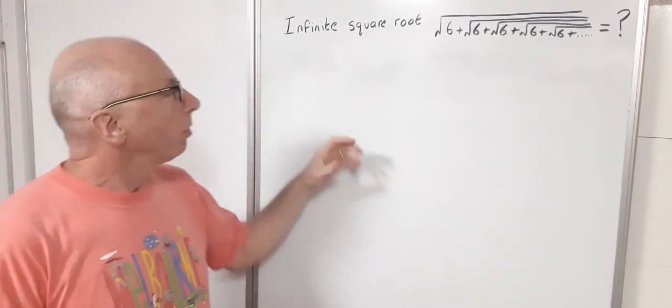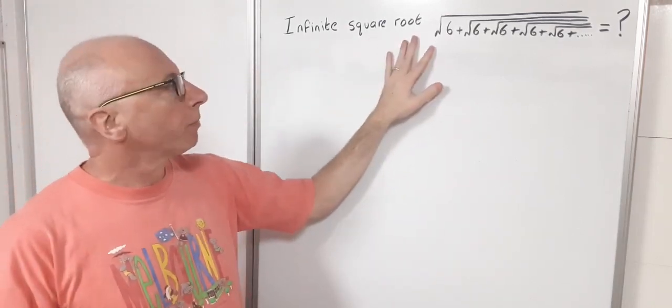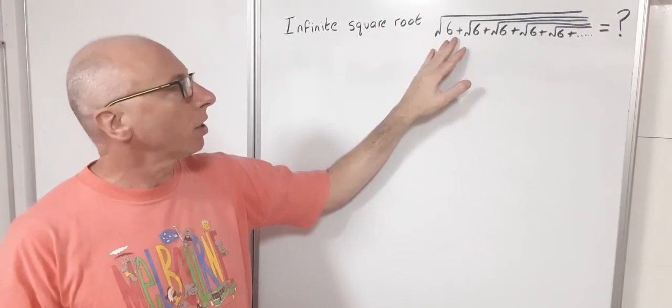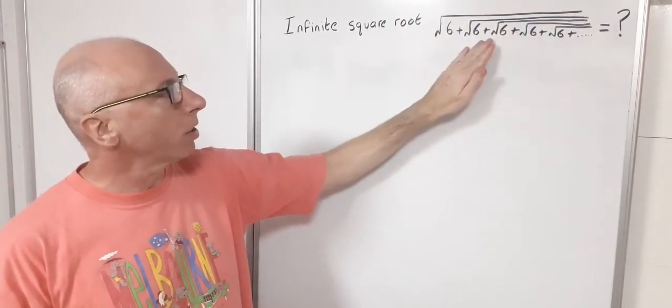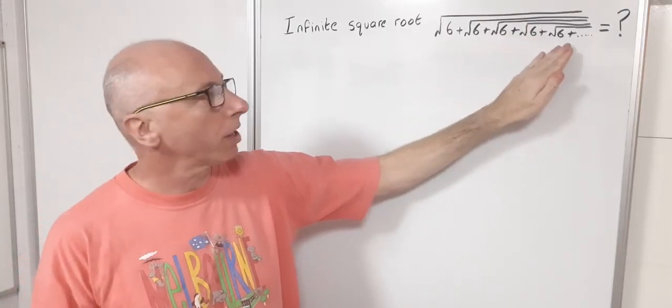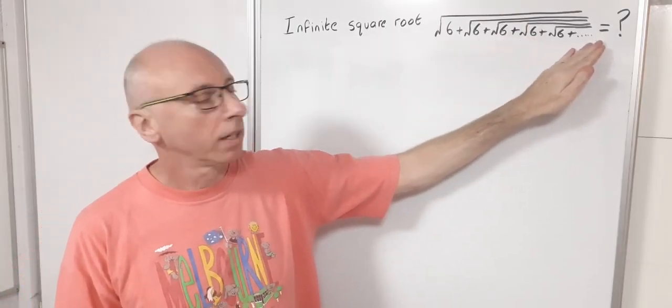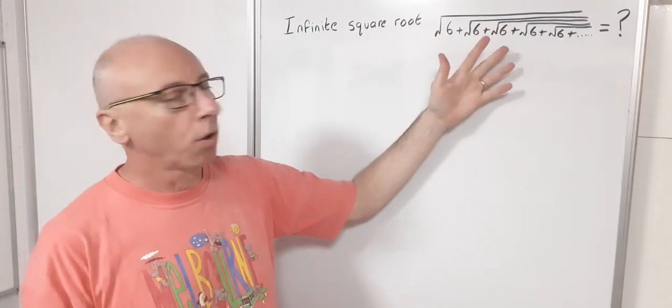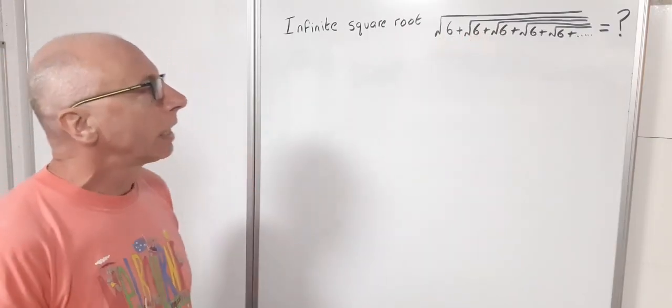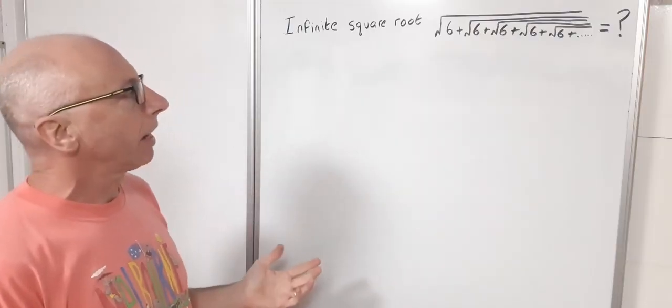So in this question here, we've got an infinite square root problem. We've got square root of 6 plus, still inside the square root, notice it's all inside it, 6 plus square root of 6 plus so on, and it goes on to infinity. Now this is going to become some kind of value, hopefully, or it might even diverge. So how do we go about finding that?